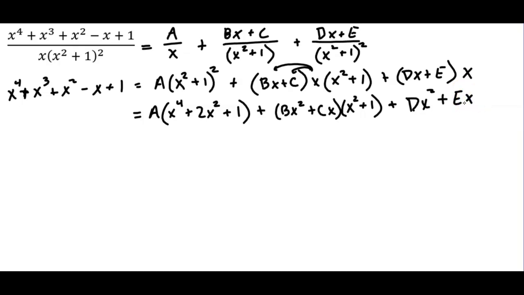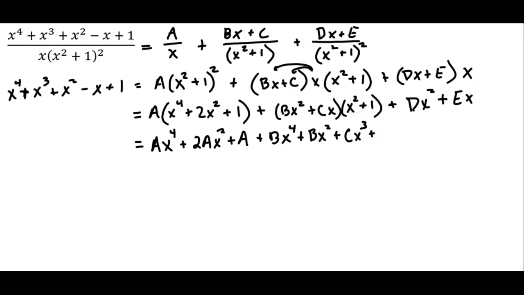Okay, so let's continue with the multiplying. We're going to have A x to the 4th plus 2Ax squared plus A plus, and now it's a binomial times a binomial, so I'm just going to FOIL this out. It's going to be Bx to the 4th plus Bx squared plus Cx cubed plus Cx. You can think about that with the foiling and everything. Plus Dx squared plus Ex. Whew, that's a long one.